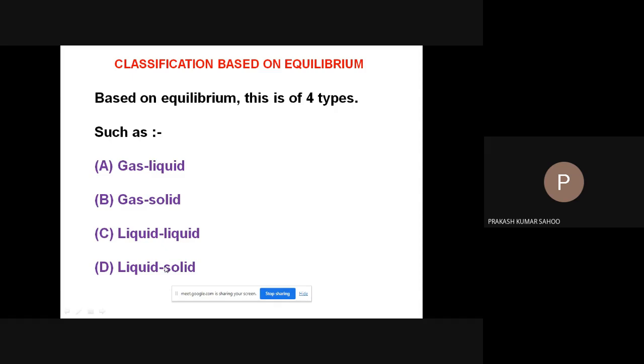So these are the four types of equilibrium processes which define different types of separation techniques. That is the four types: gas liquid, gas solid, liquid liquid, and liquid solid.